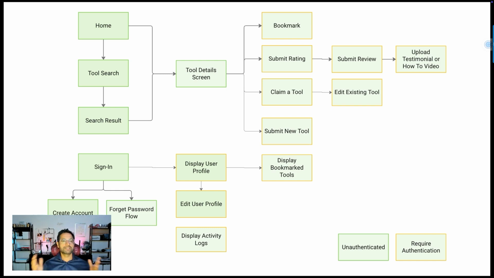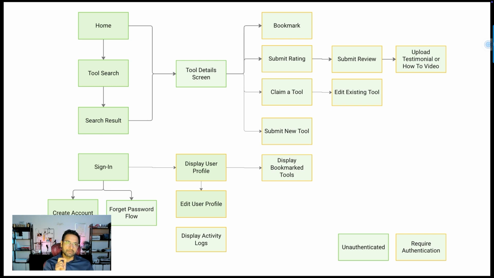So here's an example where your user will go from home screen to possibly tool detail screen, and on the tool detail screen they may go to submit rating and then possibly upload your testimonial or how to videos. Same thing, maybe they use the search functionality and then get a search result. From there they can go to the tool screen. If they want to register an account, then they go through the registration flow. Same thing with the sign in, user profile.